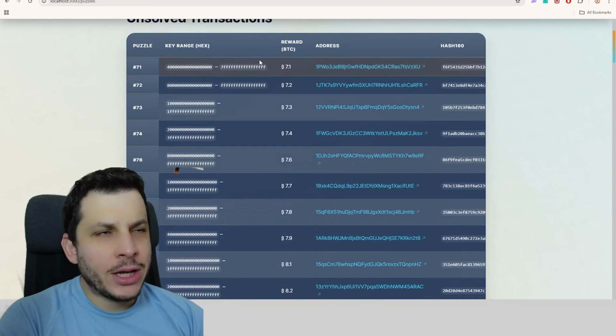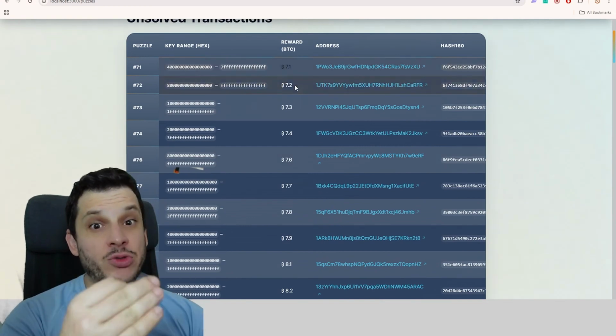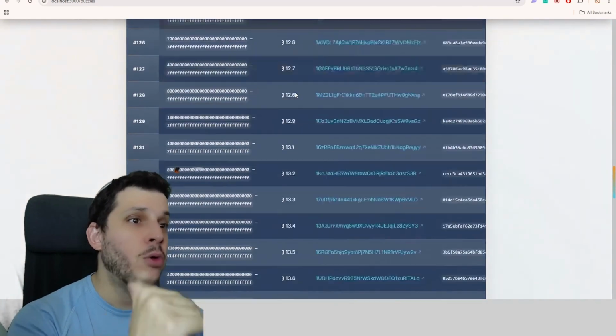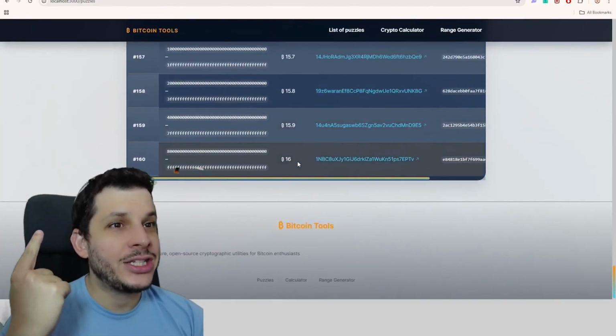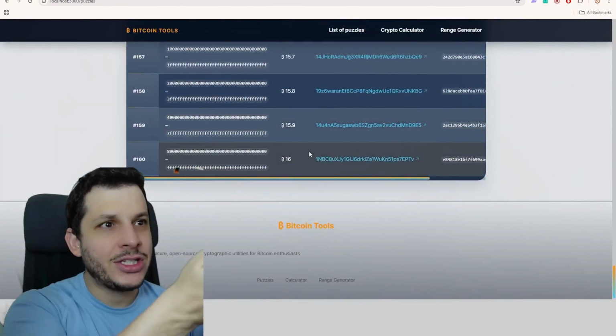There are several wallets out there offering big prizes. This first one starts with 7 bitcoins, but the prizes keep increasing, see? The last wallet nowadays has 16 bitcoins. Imagine, man, finding 16 bitcoins.